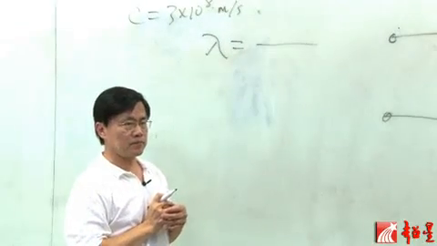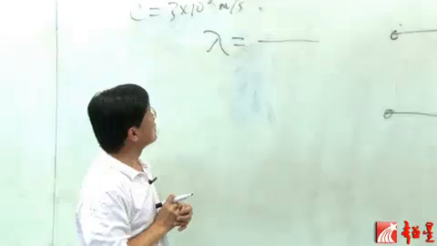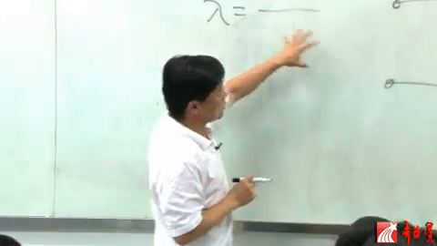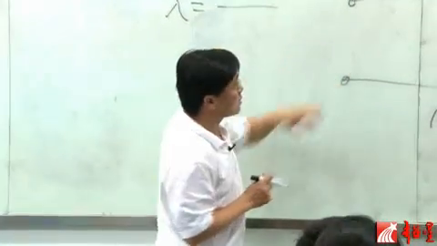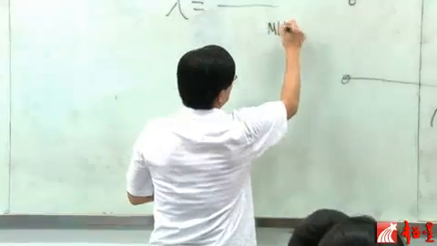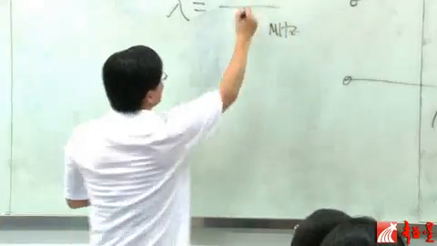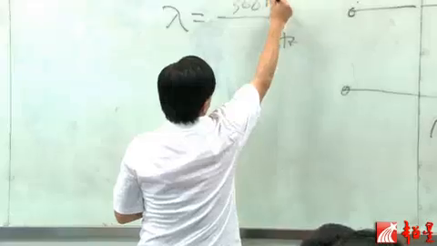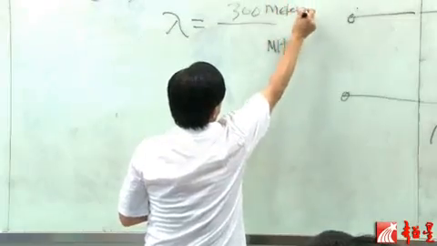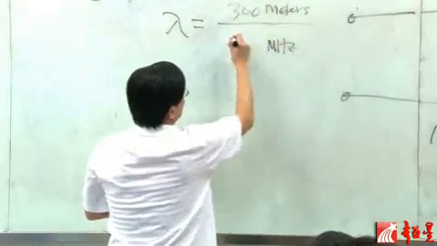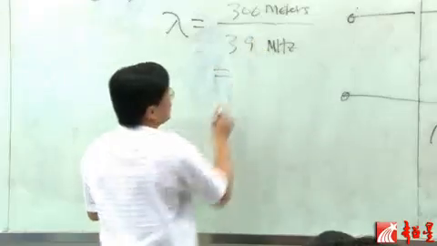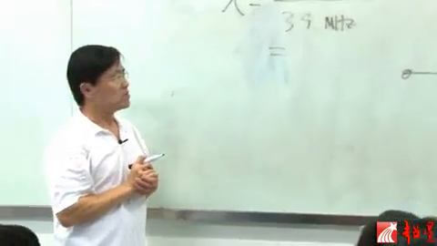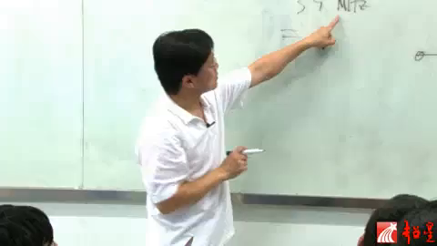Right? That's the speed of light. Okay. So when we calculate the wavelength with megahertz, if I use megahertz here, I can just use 300 meters, and then divide by 39. This will give me the wavelength in meters, because this is megahertz.